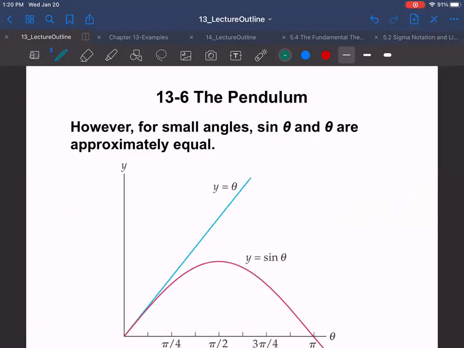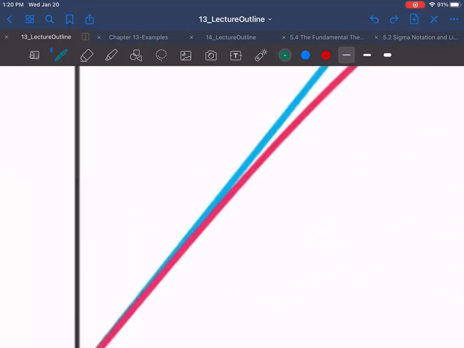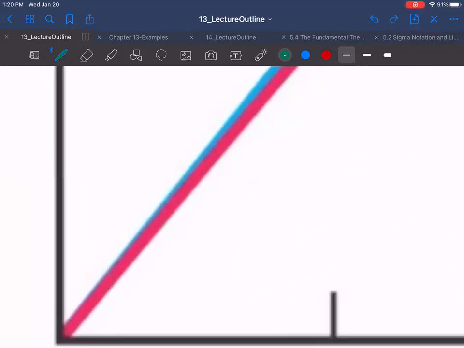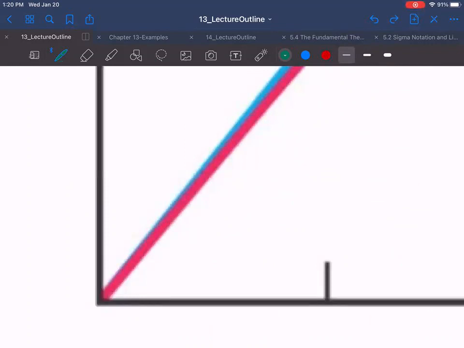we can approximate. Take a look there at the sine of theta and then y equals theta. And don't worry about all this area over here. We're going to ignore that area. What we want to do is look at this area right in here. And what does it look like there? Yeah, they're pretty close, aren't they?